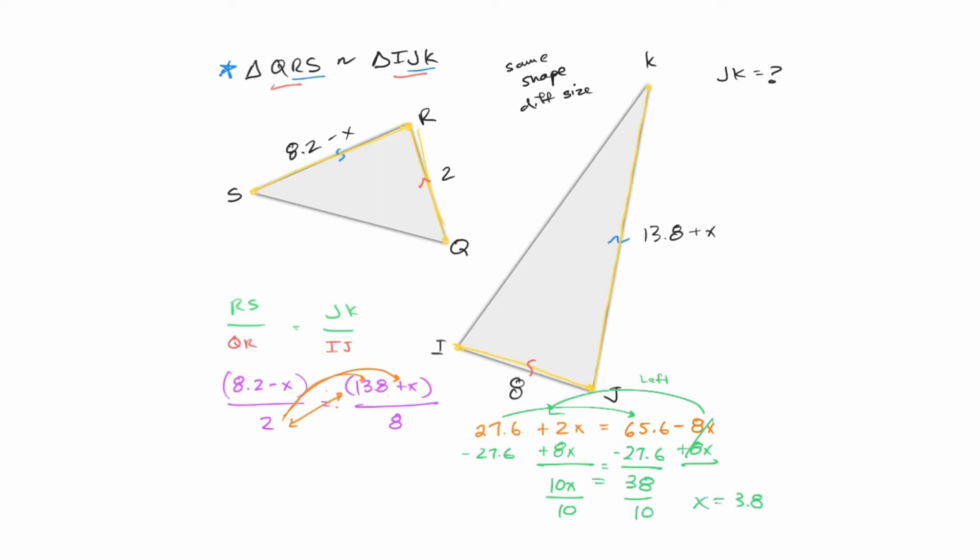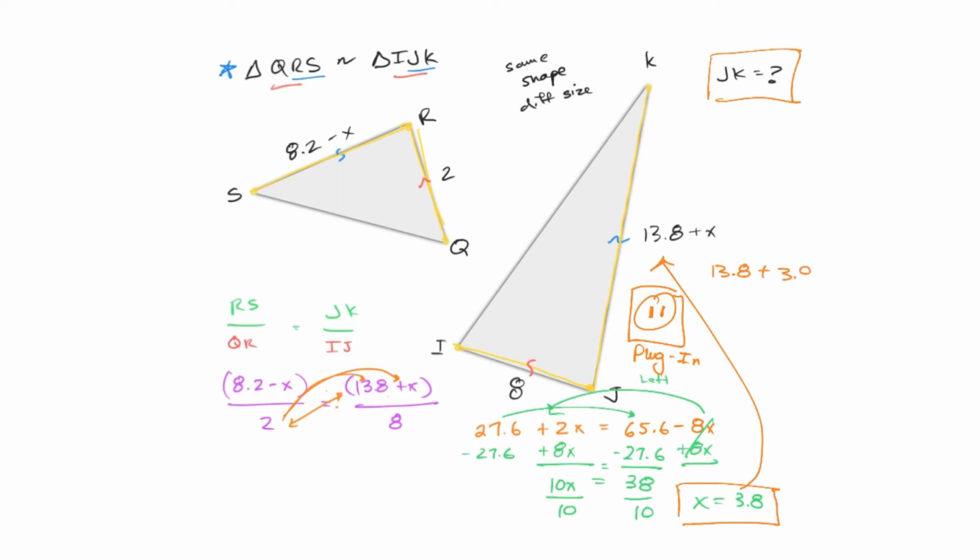Now be careful, because on standardized testing, SATs, this will usually be answer choice A. But don't forget, we weren't asked for x, we were asked for JK. So the key piece here is to do some plugging in. Make sure we're plugging in this x here, and then 13.8 plus 3.8, what I like to do is add the 13 and the 3, and then add the 0.8 and the 0.8, and get 1.6, and then the final answer is 17.6. So this side for JK would be 17.6, and that's our answer there.